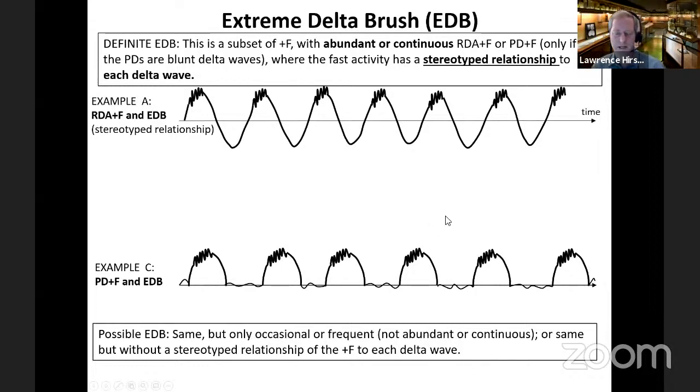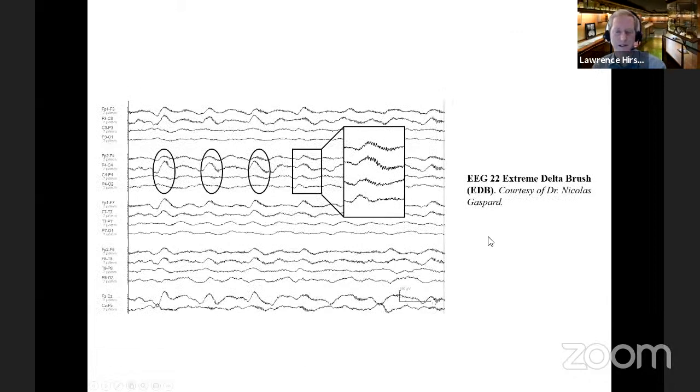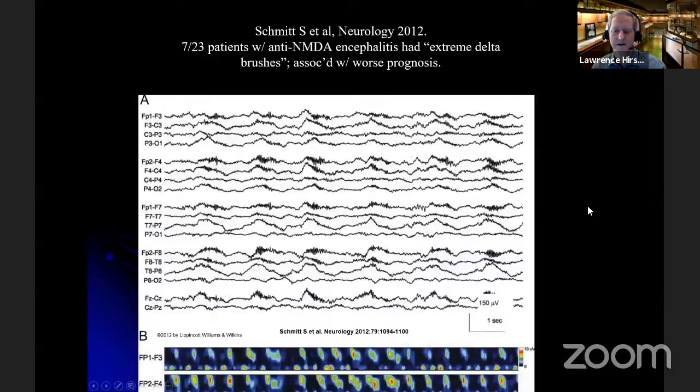And now that it's defined, we're actually hoping to get some real studies on what this specificity is. It's clearly not that sensitive for anti-NMDA, and it's certainly suggestive of it, but it's not perfectly specific. But now we'll get some more literature. Here's just another example of extreme delta brush. Again, that's only true if this is a continuous or abundant pattern, but where you see this fast activity riding on top of each delta wave in a stereotyped fashion. Here's one from the original publication from Sarah Schmidt, and it does seem to be associated with worse prognosis within the anti-NMDA group.